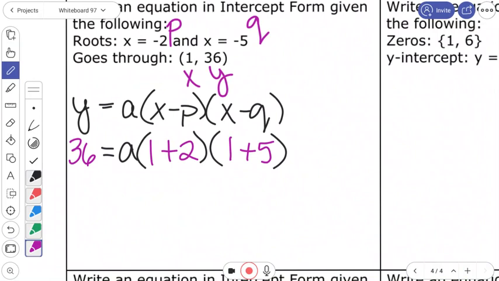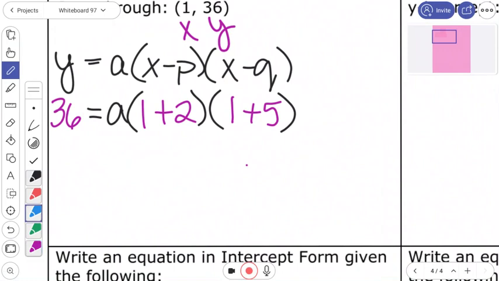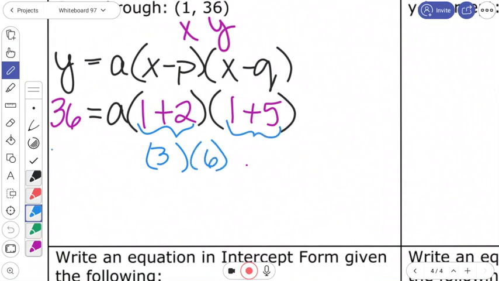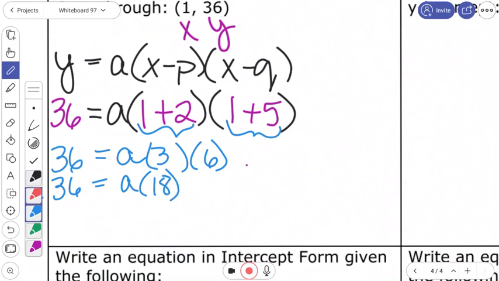All right, step 1, label everything. Step 2, sub in your 4 values. Step 3, we're going to solve for a. 1 plus 2 gives us 3. 1 plus 5 gives us 6. So we have 36 equals a times 3 times 6. Well, 3 times 6 is 18. So 36 equals a times 18. Divide both sides by 18, and our a value is equal to 2.